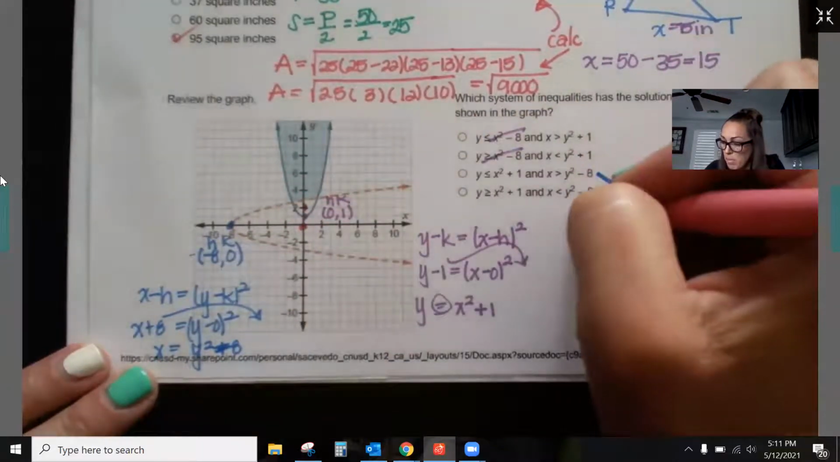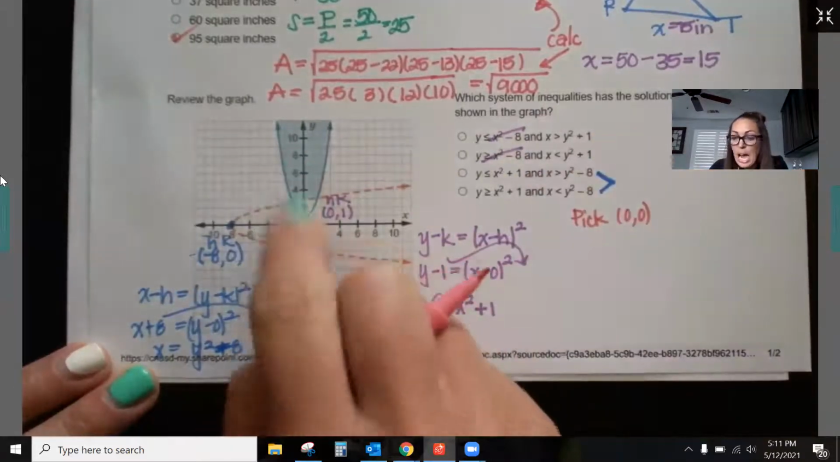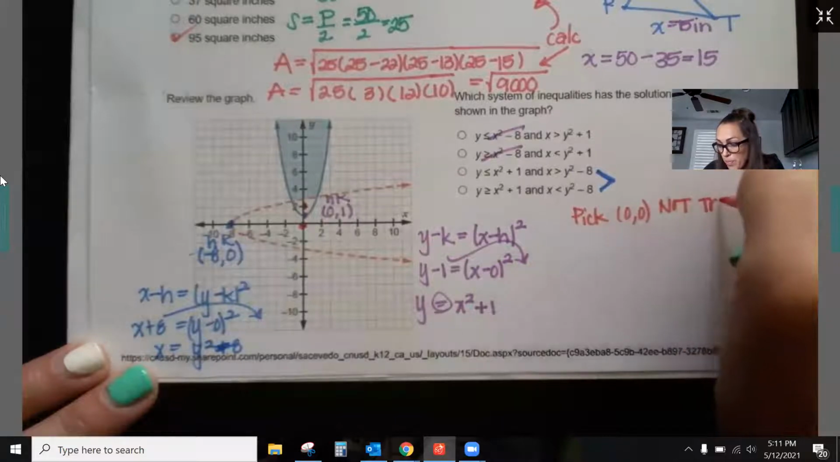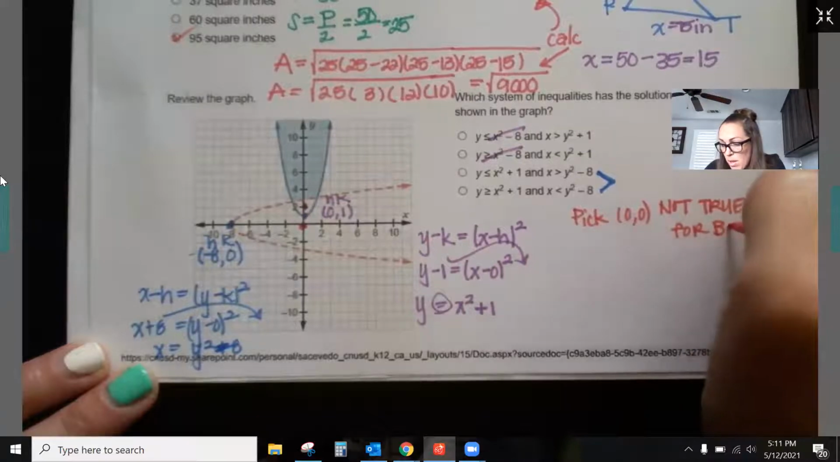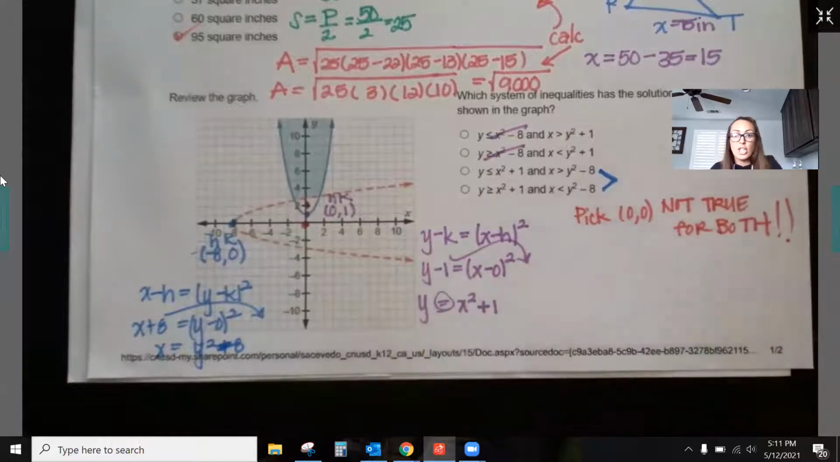So this one, I'm going to go ahead and choose the point. I'm going to pick 0, 0. And it's not in either equation. So it should be not true for both. It's not true because it's not shaded. It's not shaded in either, which means it's not true for both. If it was shaded, then it has to be a true statement.